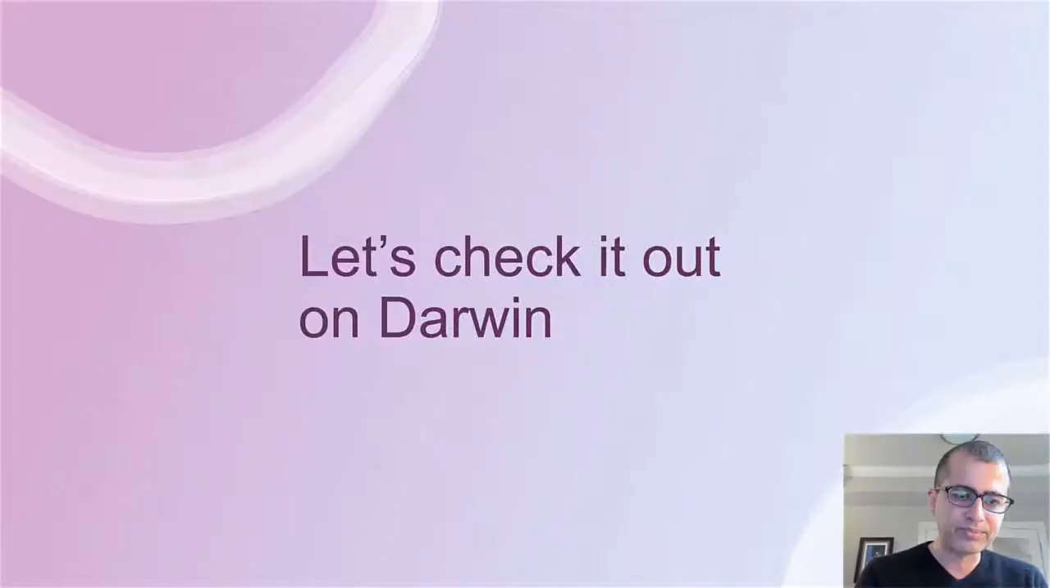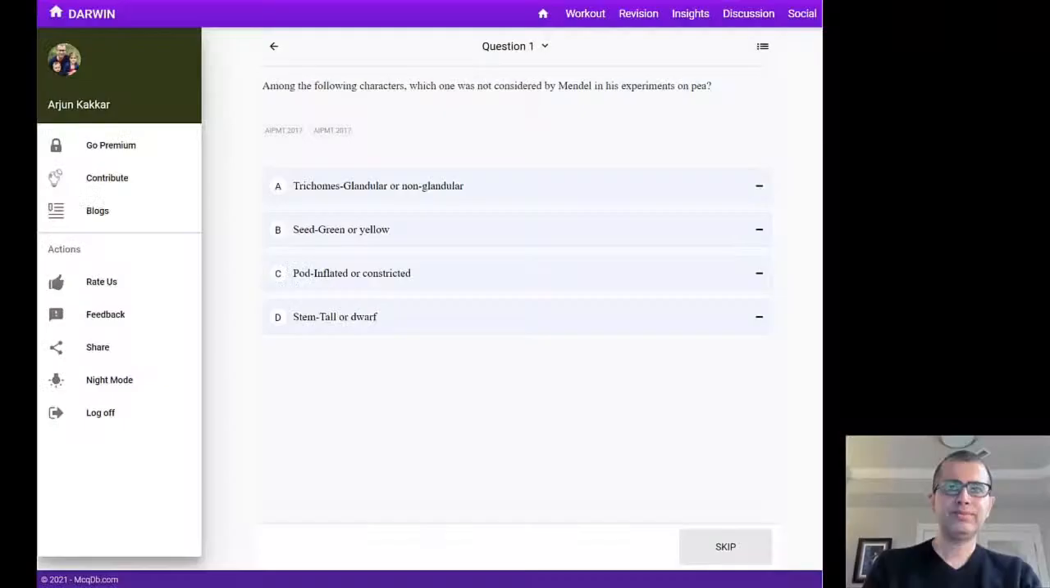Okay, so let's now check this out about second chance. How does it look and how does it express on Darwin? I'm going to take us to the app. There's no better way to do these things than to demonstrate them on the real app. So let's do a few questions on Darwin and see this.